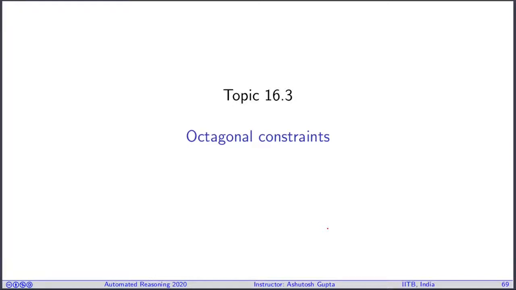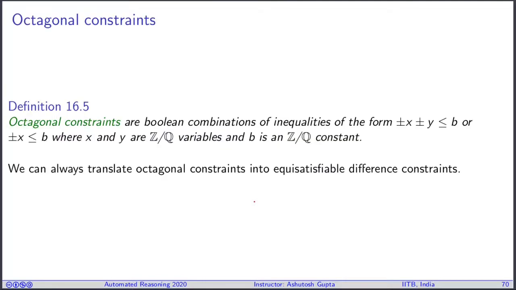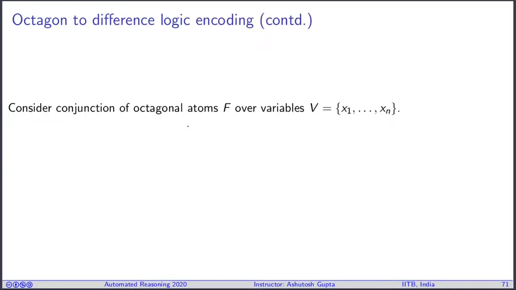Now we will discuss the constraints which are called octagonal constraints. In the octagonal constraints, we are also allowed to write bounds on the sum of two variables and the subtraction of two variables. We may be looking for a solution over integer or rational numbers. So consider a conjunction of octagonal atoms F for variables x1 to xn.